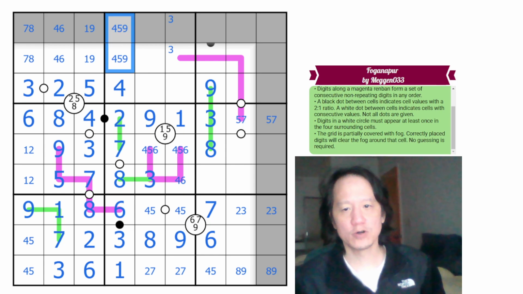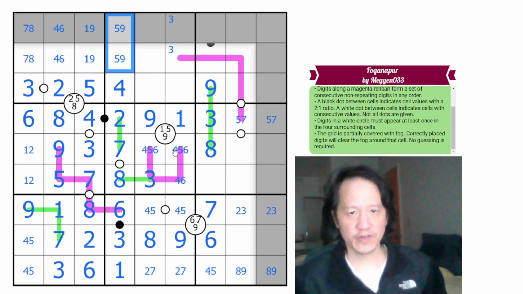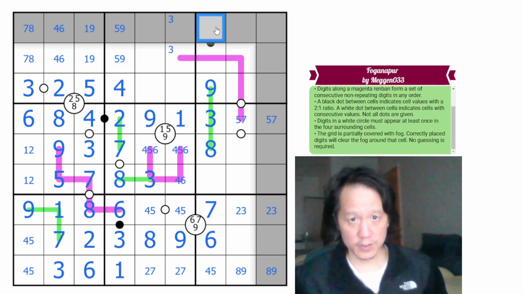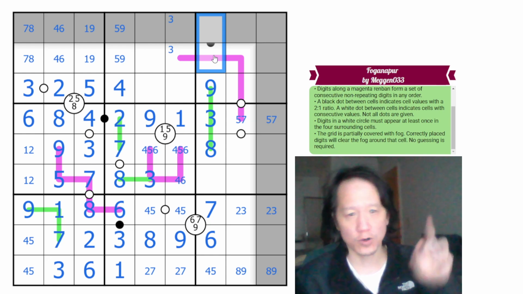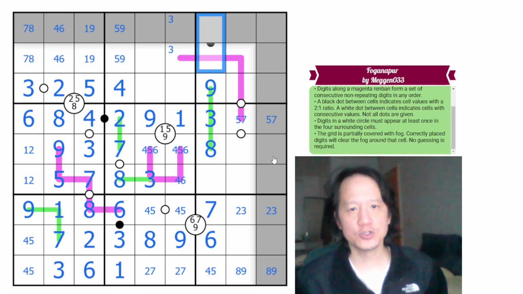These can't be 4. So it's 5 or 9. This is in a 1 to 2 ratio. It cannot be 3, 6. It cannot be 4, 8. So it's either 1, 2 or 2, 4. Either way, there has to be a 2 here. So 2 is here, and it's either with 1 or 4.